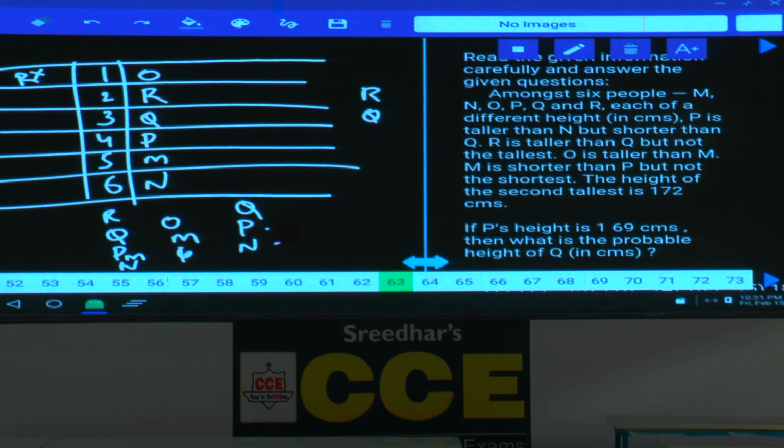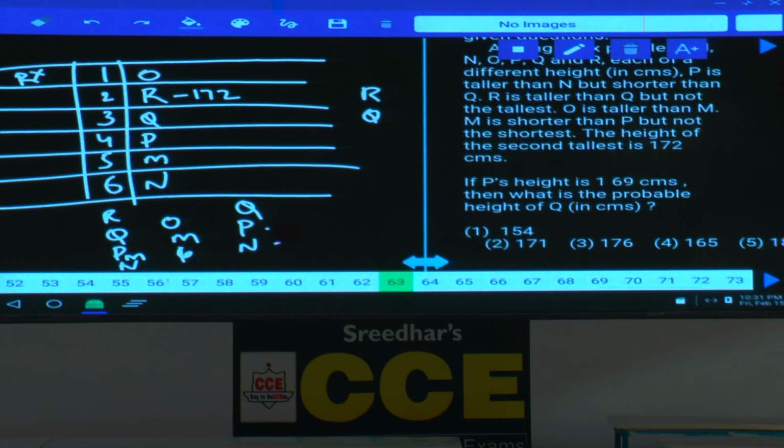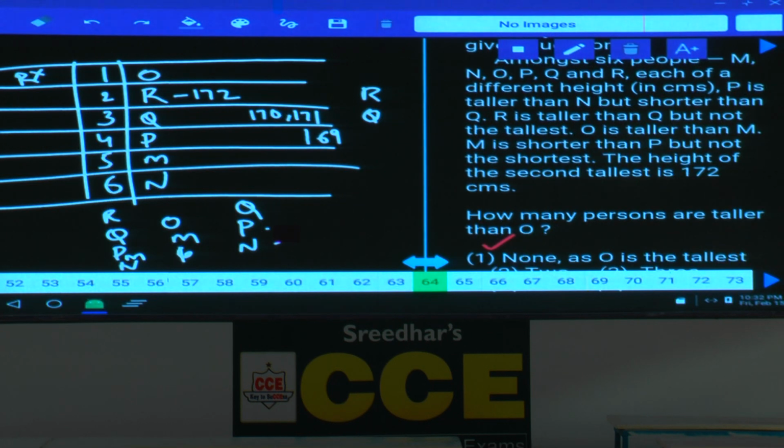And the height of the second tallest is 172. Now R is 172 centimeters. If R is 172 centimeters, and P's height is 169 centimeters, then what is the probable height of Q? The height of Q could be either 170 or 171, isn't it? Either 170 or 171, choice 2 is the answer. Clear now? Then question number 64.